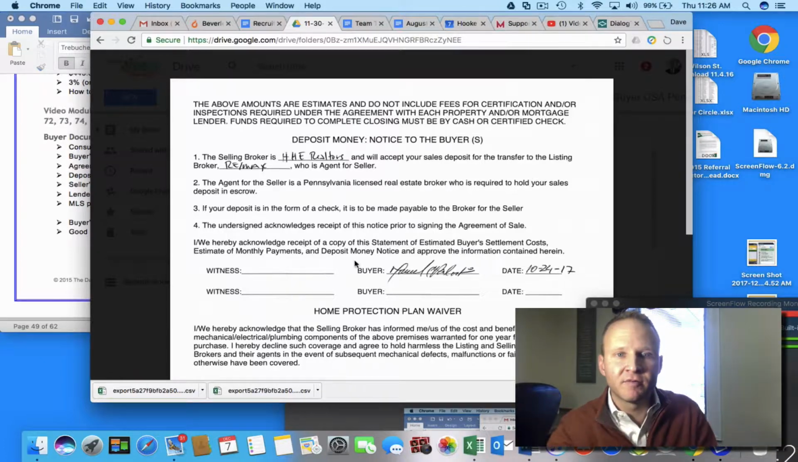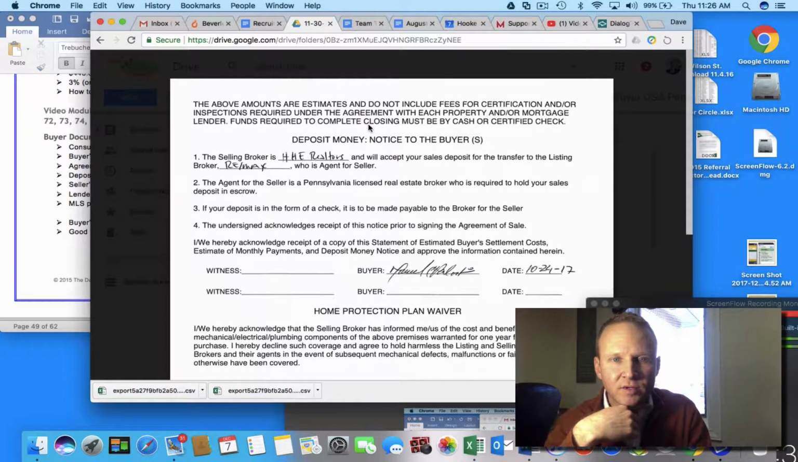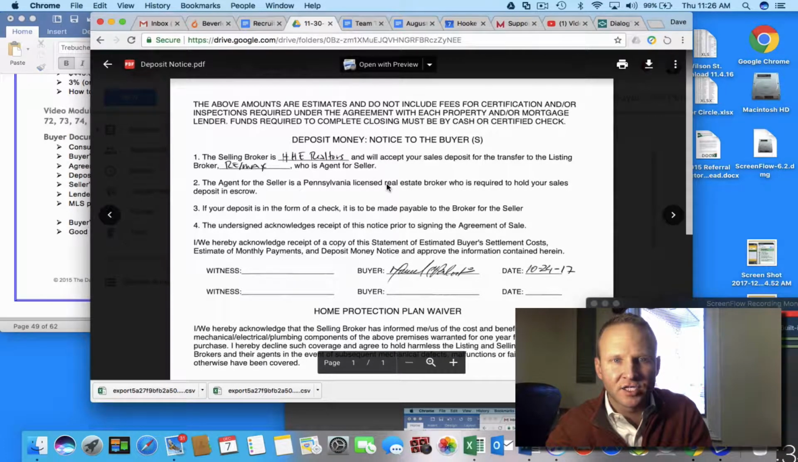So the above amounts are estimates and do not include fees for certification and/or inspections required under the agreement with each property and/or mortgage lender. Funds required to complete closing must be by cash or certified check.